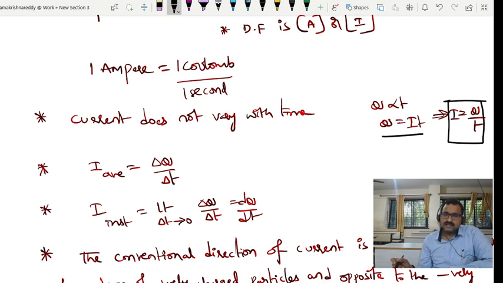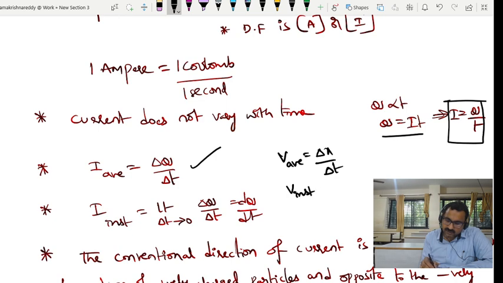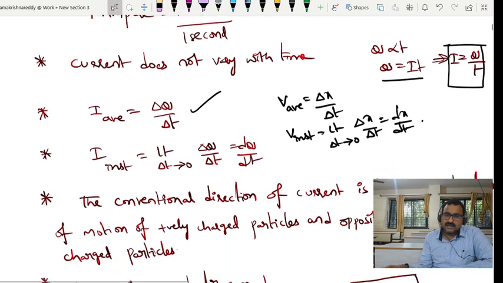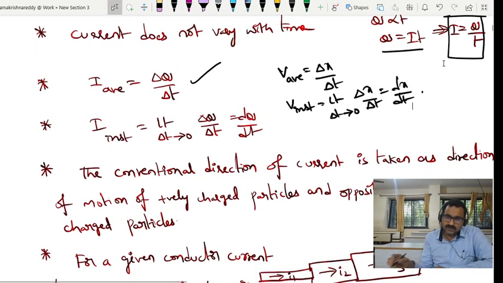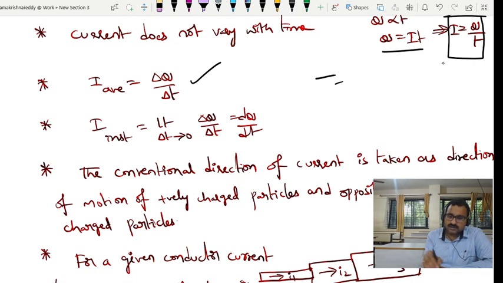Now, previously we studied average velocity in the first year, delta x by delta t. In the same way, average current means delta q by delta t. Instantaneous velocity means limit delta t tends to 0, delta x by delta t, that is dx by dt. In the same way, instantaneous current is limit delta t tends to 0, delta q by delta t, which is dq by dt only.